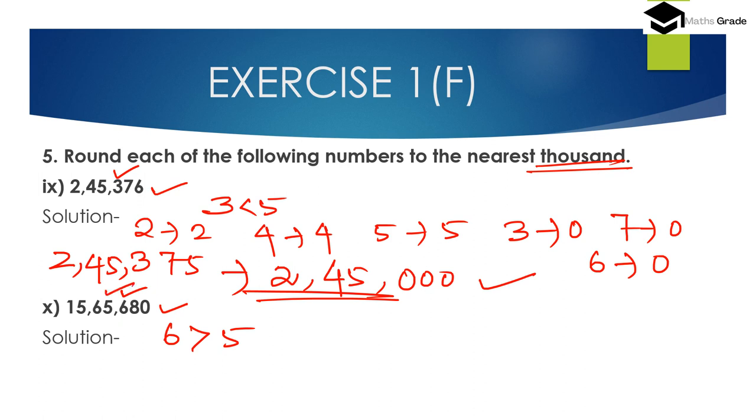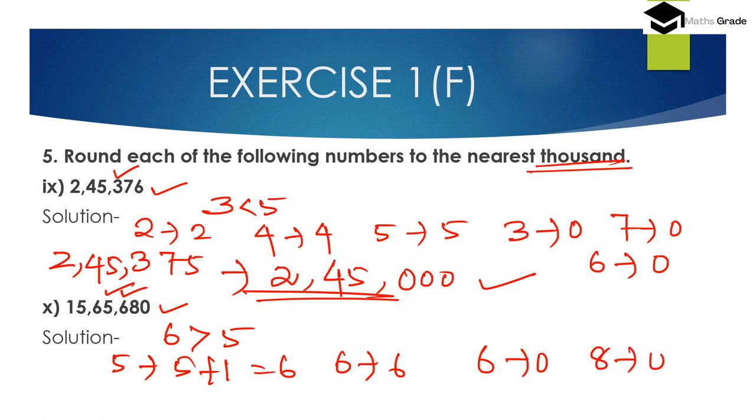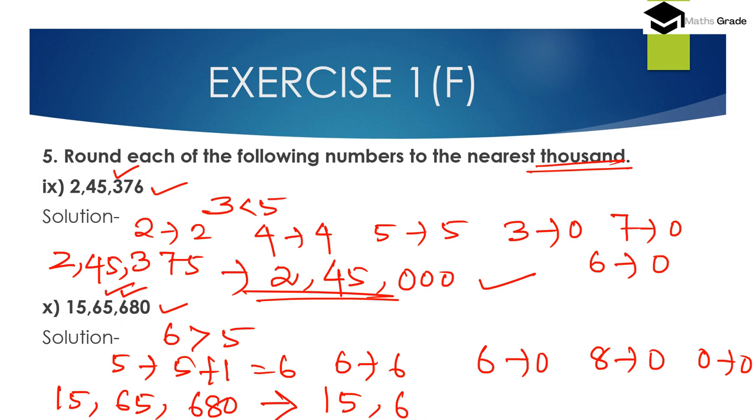Now this thousands digit 5 changes to 5 plus 1. And 5 plus 1 is 6. And the ten-thousands digit 6 only. This 15 lakh only, and the hundreds digit 6 changes to 0, the tens digit 8 changes to 0, and the units digit 0 is 0. Now 15,65,680 rounded up to the nearest 1000 is 15 lakh, this 5 changes to 6, 5 plus 1, 6, and this 6, 0, 0, 0.